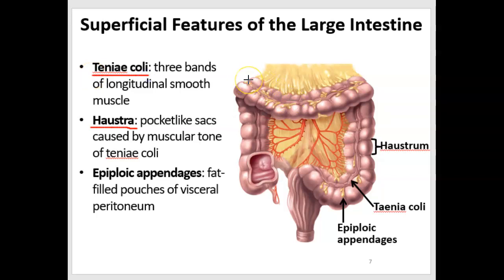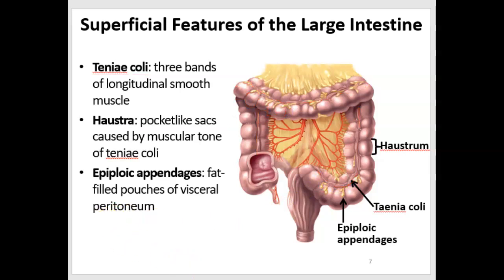And I'm going to draw on top of these smooth muscle strips, tinea coli. There are 3 bands of smooth muscle that run along the length of the intestine. So I'm kind of drawing on top of it. And there's a certain muscular tone of this kind of contraction. And that creates these pocket-like sacs from the peripheral wall of the intestine, which isn't contracting.